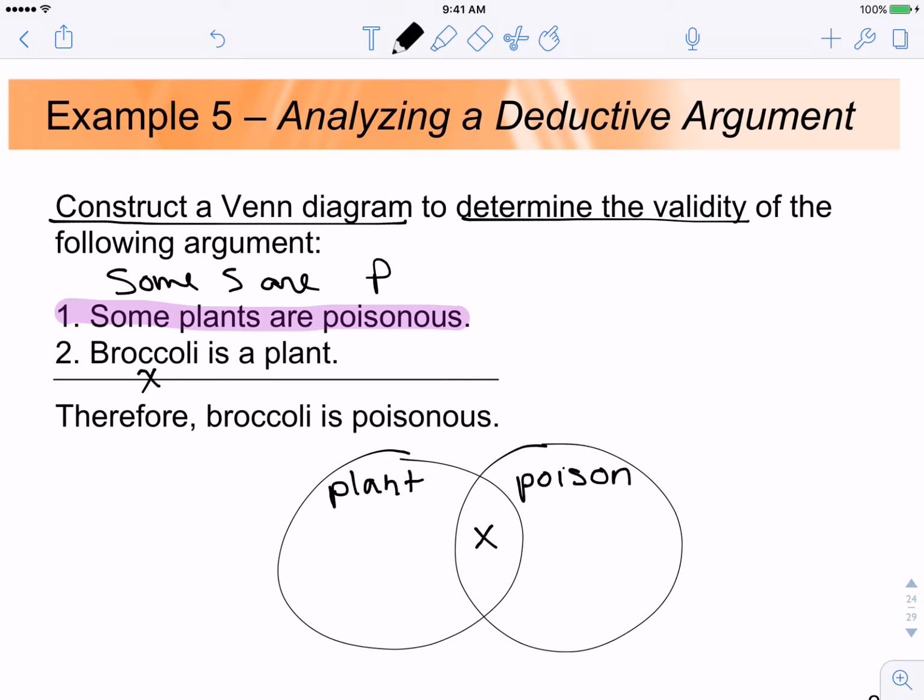If I put broccoli in that overlapping piece, then this conclusion is true, and it would be valid. Broccoli is poisonous. But if I move it and put it in the other portion of the circle, where it's just contained in the plant part and it does not overlap with poison, this conclusion is not true. If I can find just one instance where the conclusion is not valid, the whole argument is invalid. And again, I would like to write that with a statement.